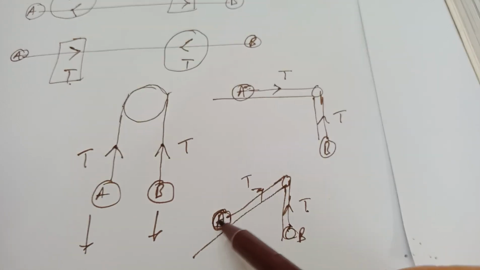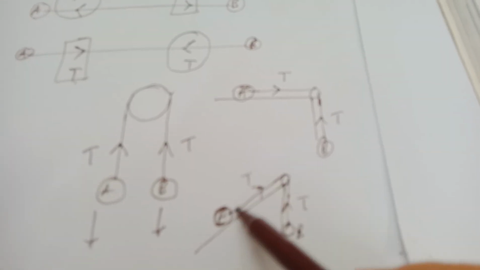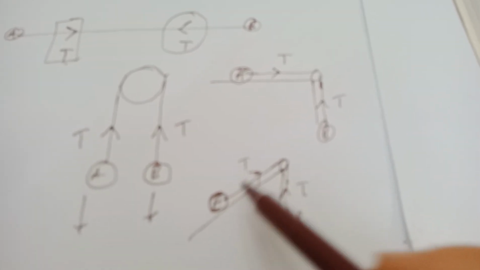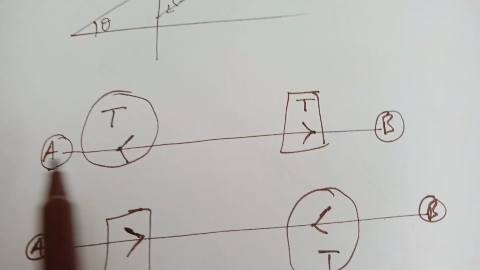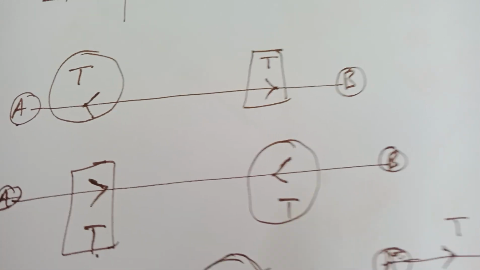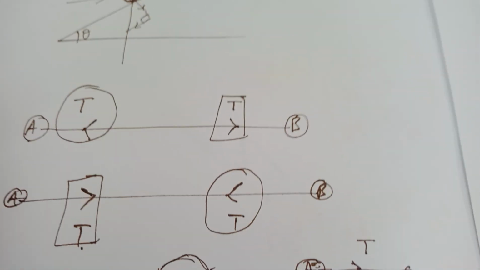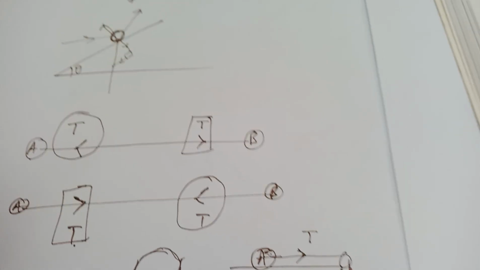For example, if you look at A, this is the tension acting on A, and for B, this is the tension. So this all starts from this horizontal situation, and we can even show this in a vertical situation.